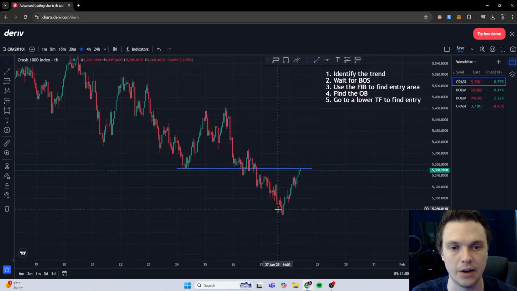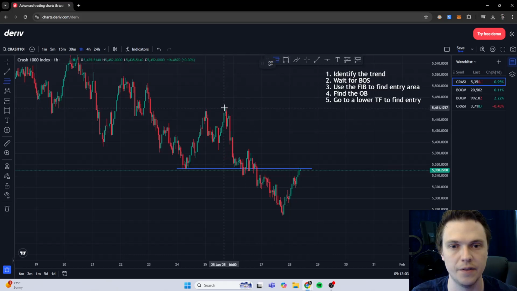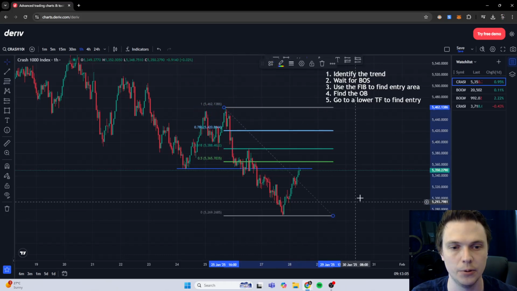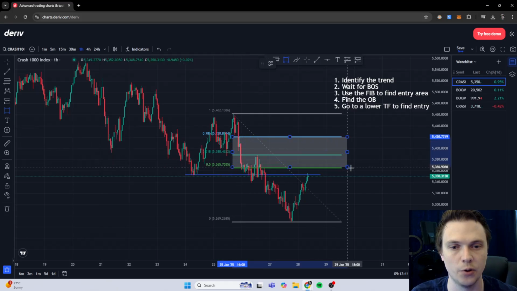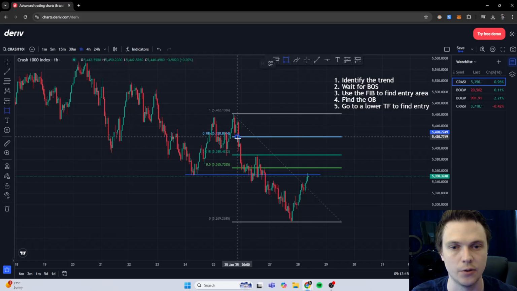Okay, so it's going down over here. So now we're going to fib it like we do with all our rules. We are still obviously in a sell trend. We have a break of structure. We have our fib ready. So we're looking for an order block in that area. And we have found it with that green candle over there.